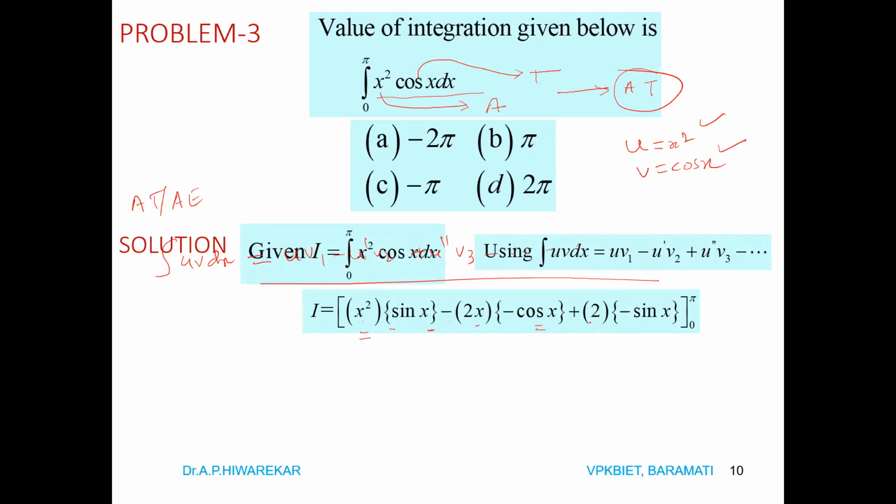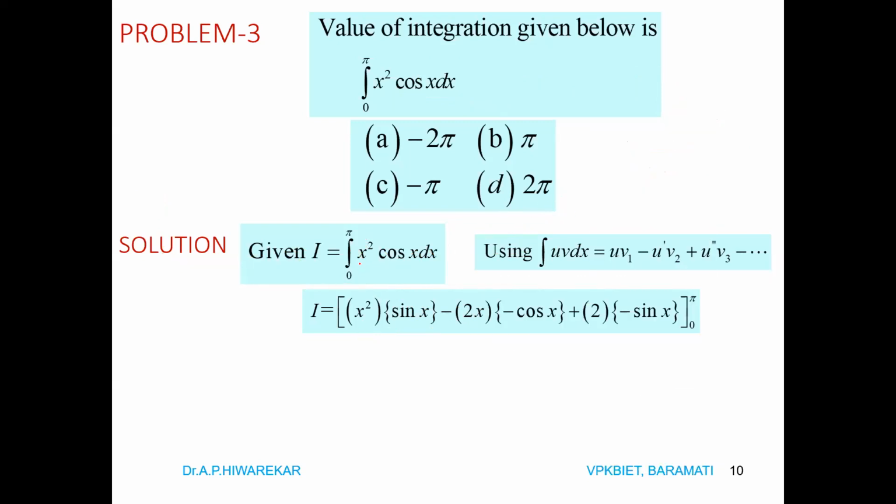Then the derivative of this function is 2, and then the integration of this function is sin x. So you get the first function, integration of second. Derivative of x square, then integration of sin x. Then the derivative of 2x is 2, and the integration of minus cos x is sin x. Are you with me up to this? Yes or no? Yes, sir.